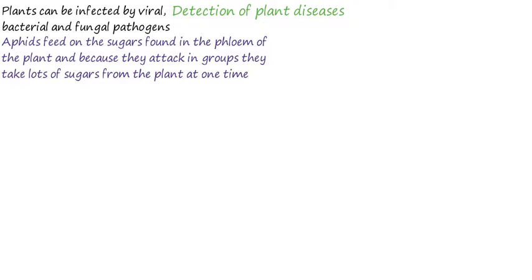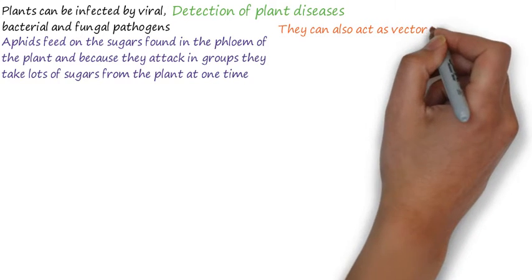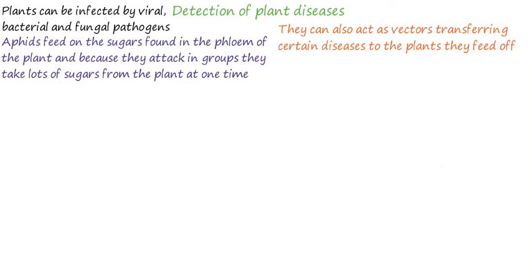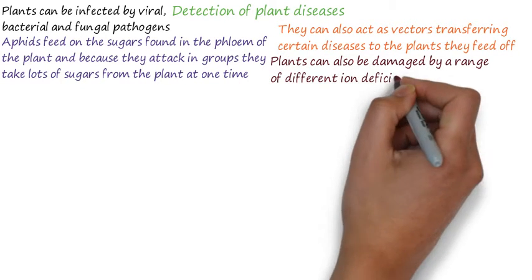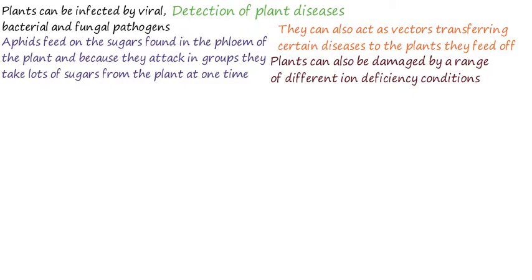Aphids feed on the sugars found in the phloem of the plant. They attack in groups, and so they take a lot of sugar from the plant at one time. Pests can also act as vectors, transferring certain diseases to the plants as they feed off them. Pest control can be used to try and control these aphids.